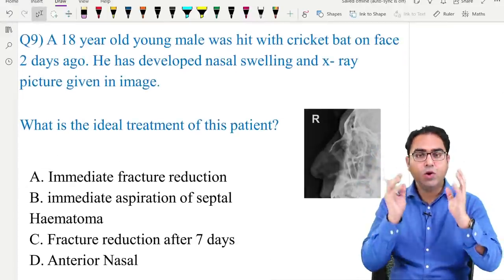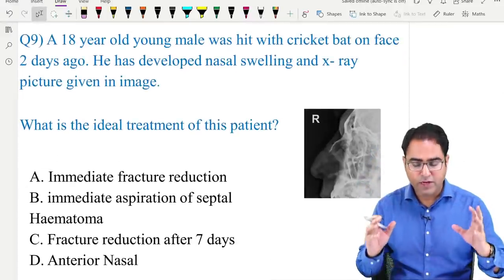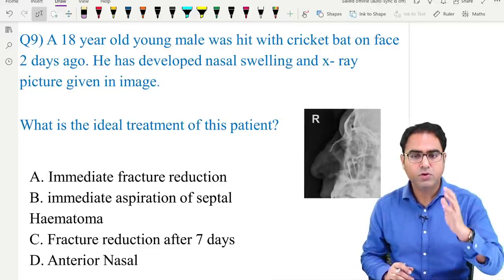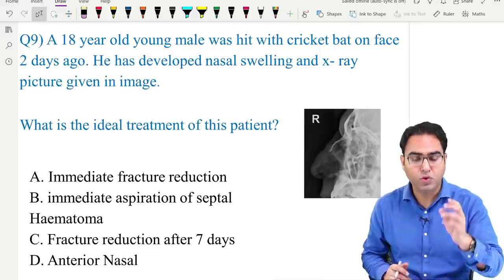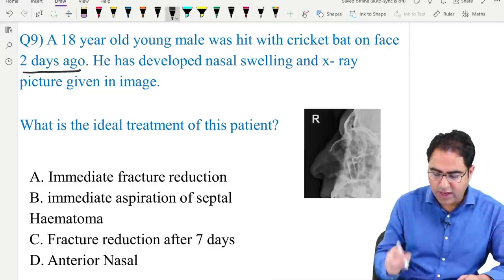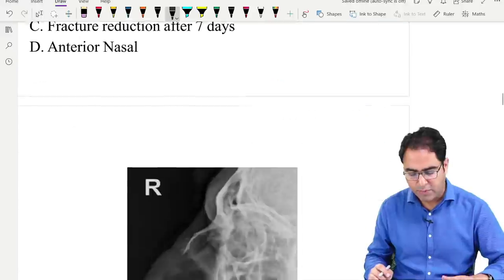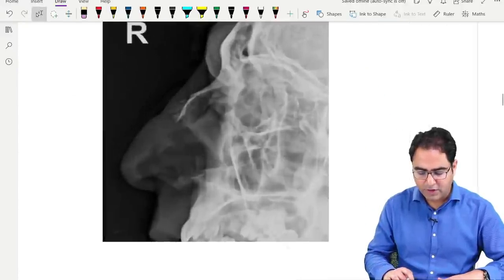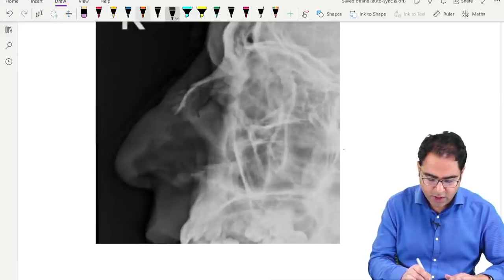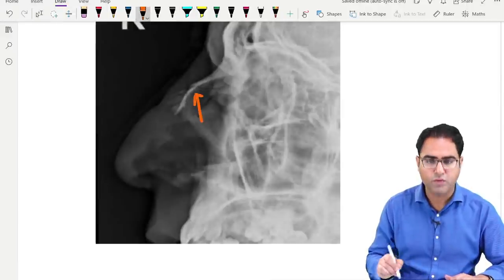Next one. An 18-year-old young male was hit with a cricket bat on the face 2 days ago. 2 days have passed already. He has developed nasal swelling also. An X-ray is given in the image. Look at the X-ray of the nasal bone, and you can see a very clear fracture of the bone over there.